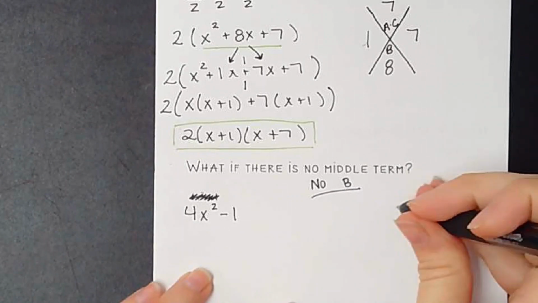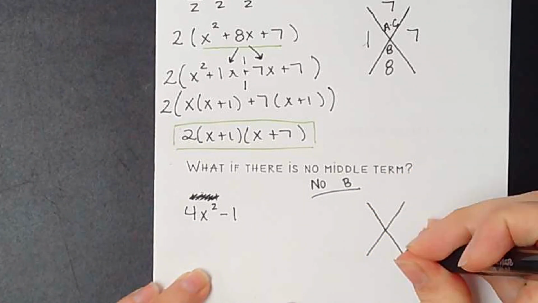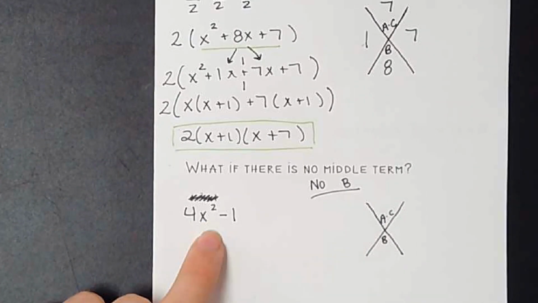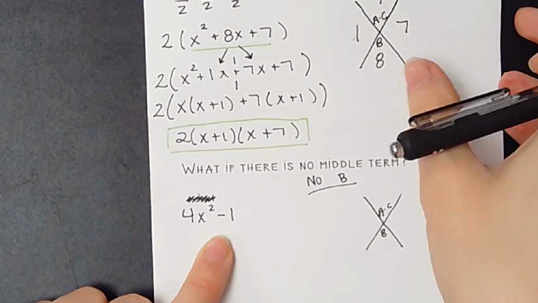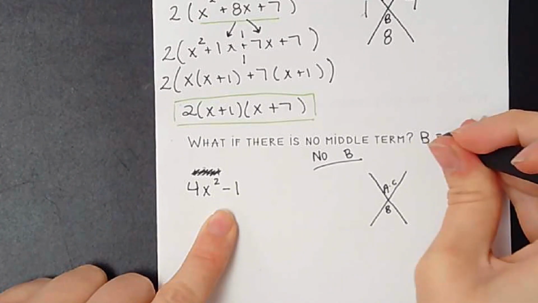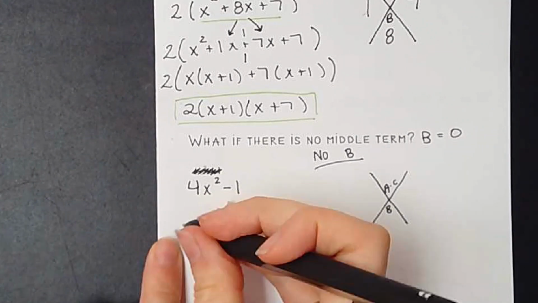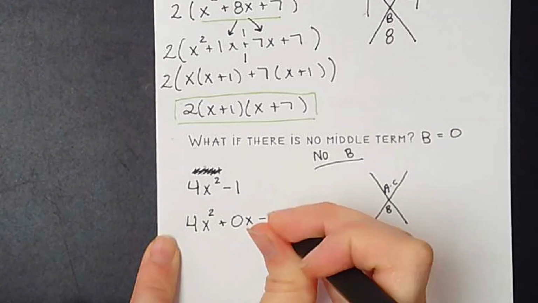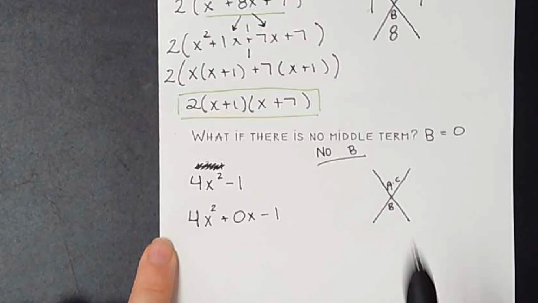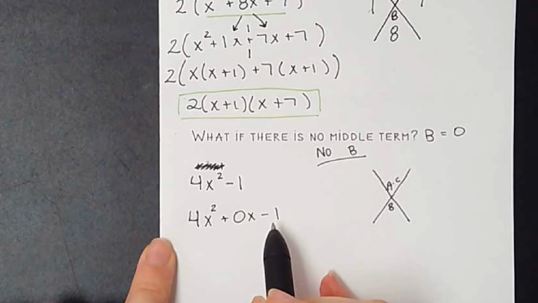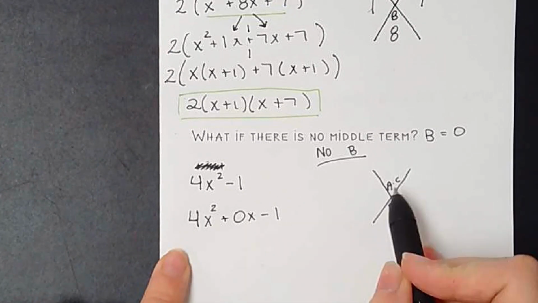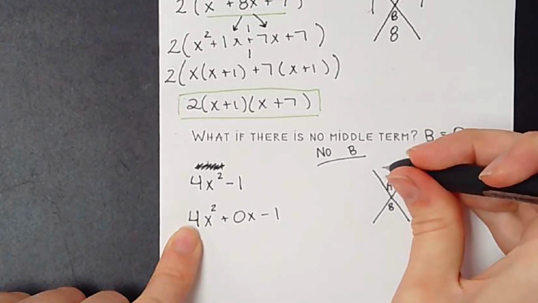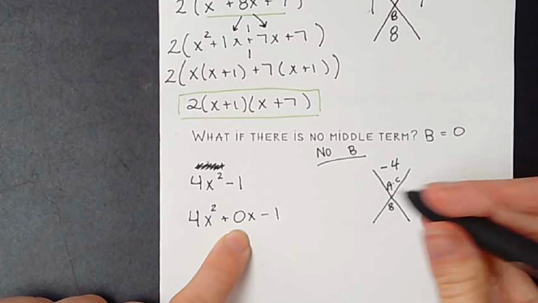So we know when we are factoring, I need to find out what multiplies to a times c and adds to b. But I don't see a b in this case. So that means b is equal to 0. So really this trinomial is 4x squared plus 0x minus 1. So now a is 4, b is 0, c is negative 1. So if I'm looking for a times c, that's 4 times negative 1, or negative 4. I need that to add to 0.